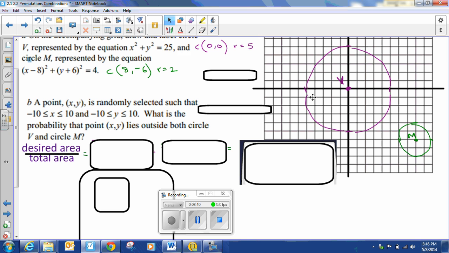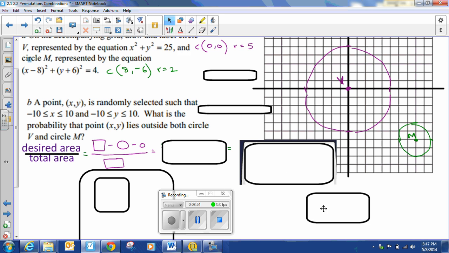So the way we get the desired area is by finding the area of the entire square, which is 20 units by 20 units, by the way, and then subtract out the area of both circles. So here's my symbolic formula. It's square minus big circle minus small circle, all divided by square again. Sorry, this looks like a rectangle, but that's supposed to be a square.